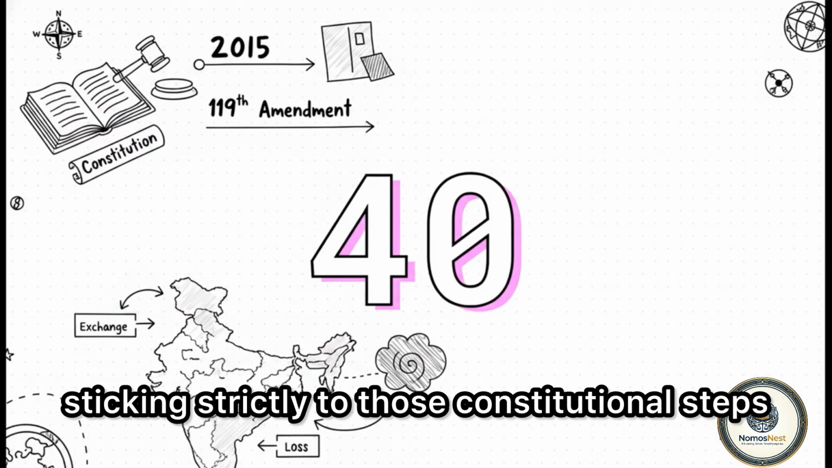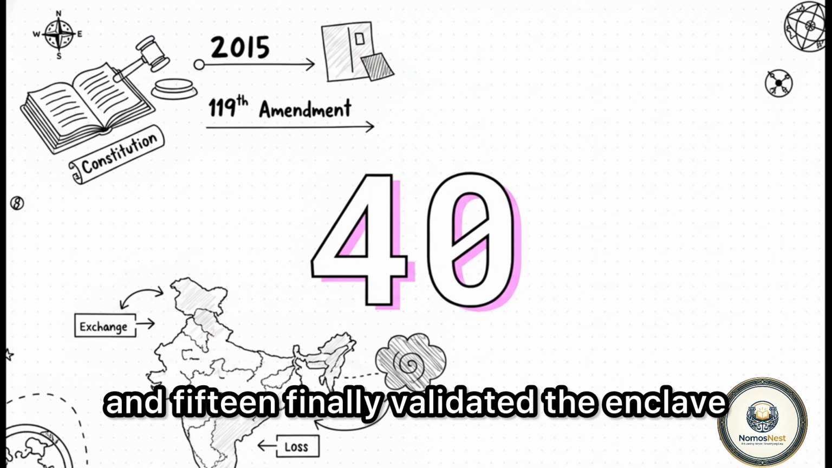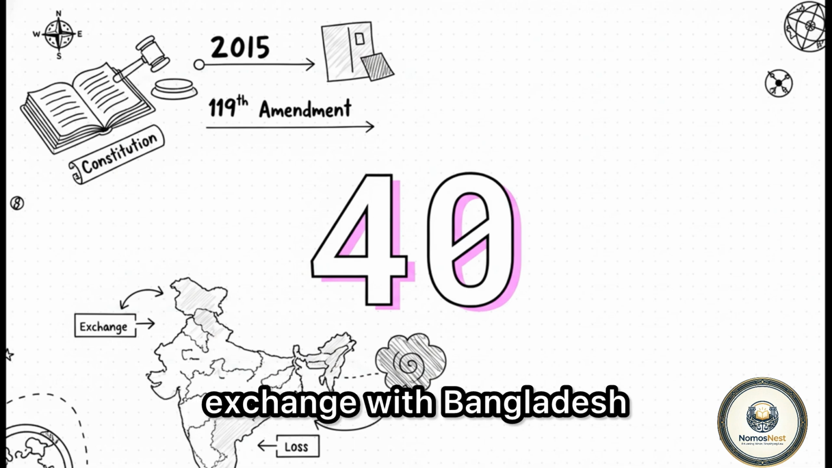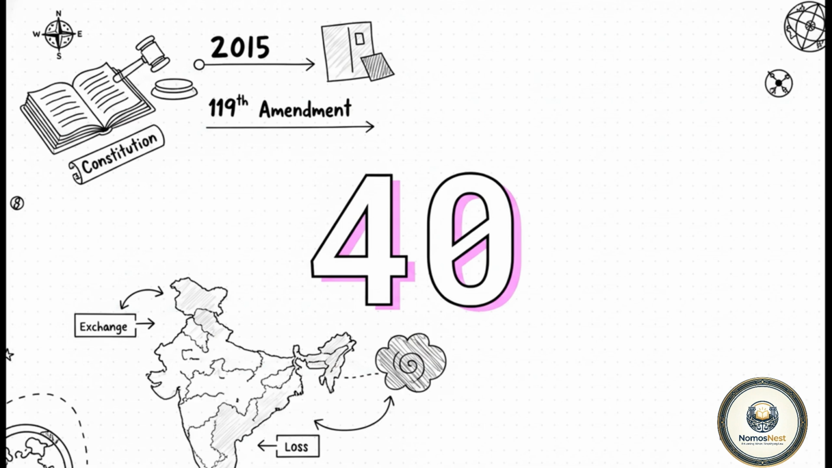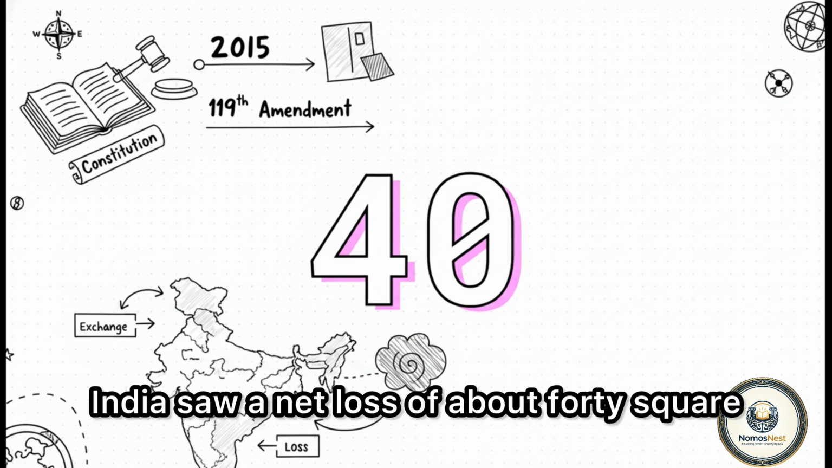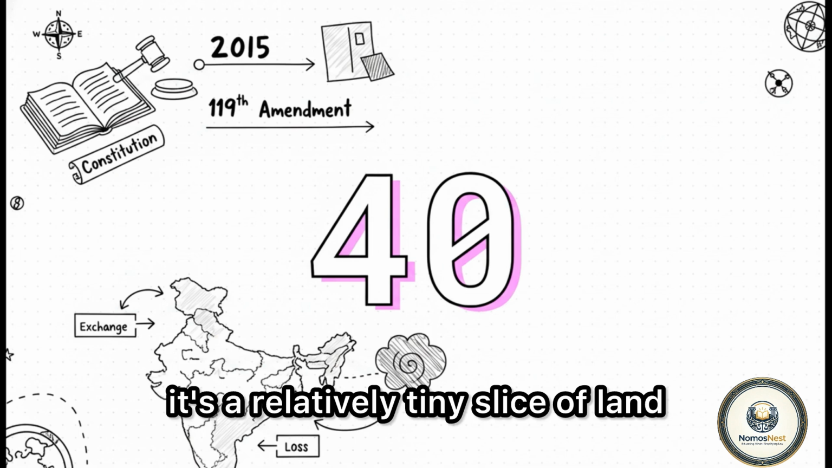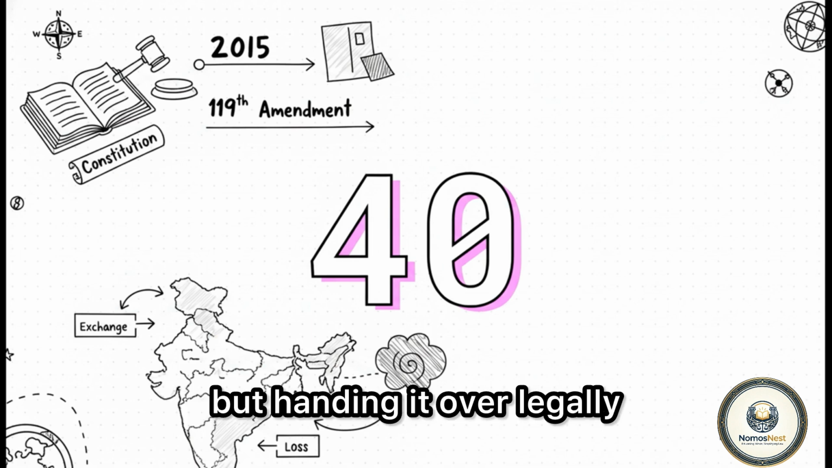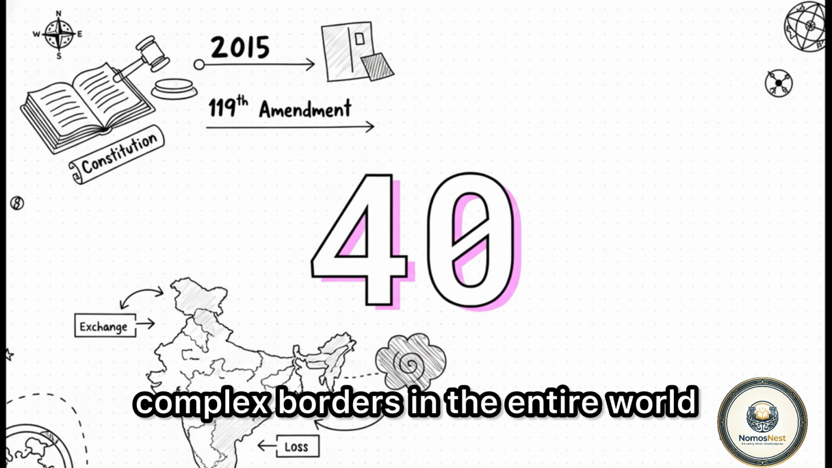So, sticking strictly to those constitutional steps, the 119th Amendment in 2015 finally validated the enclave exchange with Bangladesh. When the dust finally settled and the maps were redrawn, India saw a net loss of about 40 square kilometers of territory. To put that into perspective, it's a relatively tiny slice of land, but handing it over legally and permanently settled one of the most ridiculously complex borders in the entire world.